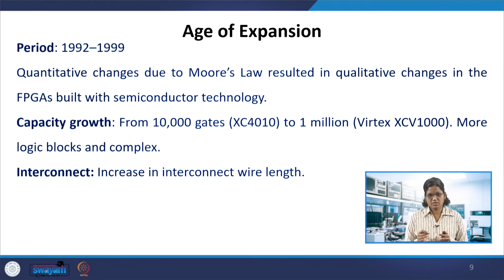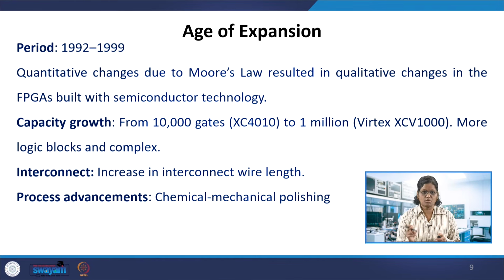And the interconnects: as the LUTs were growing, there was an increase in interconnect wire length also. People were not bothered about the wastage of area for programmability, which was the concern in the age of invention. But the interconnect wire length kept on increasing. The capacity growth and interconnect wire length growth were the main contributions of this expansion age.